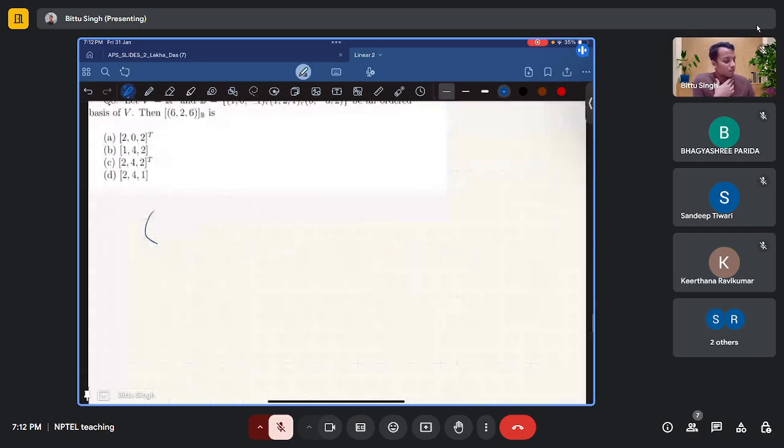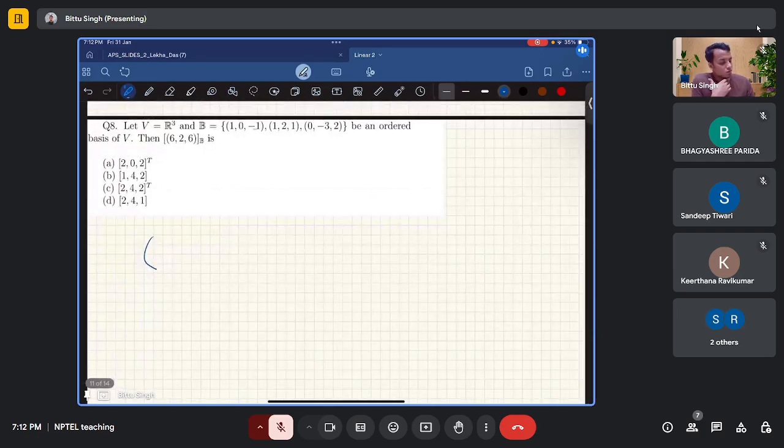So the first step will be like this. Suppose this is alpha 1, this is alpha 2, and this is alpha 3. So this is the basis. We are writing the basis equal to alpha 1, alpha 2, alpha 3. Those are ordered bases. You cannot rearrange those bases, otherwise you will get the wrong answer.